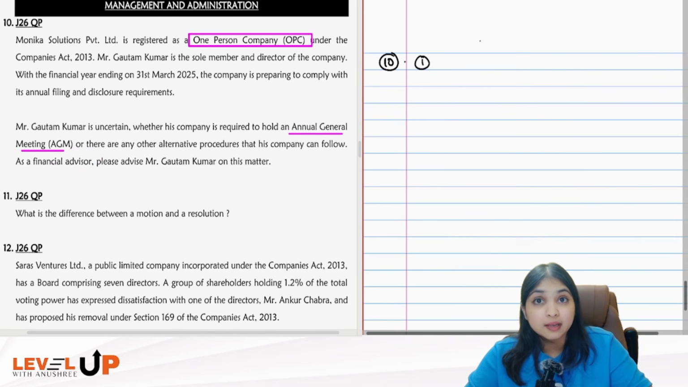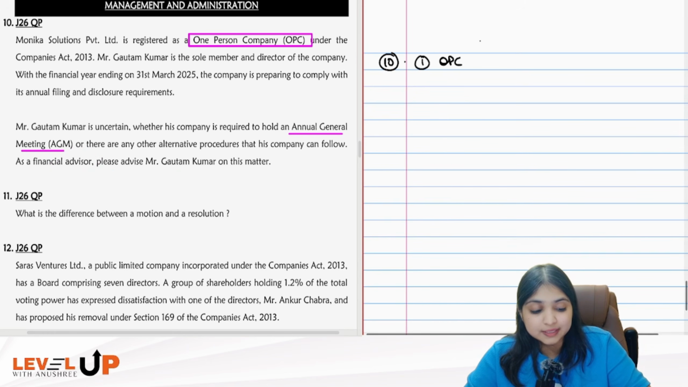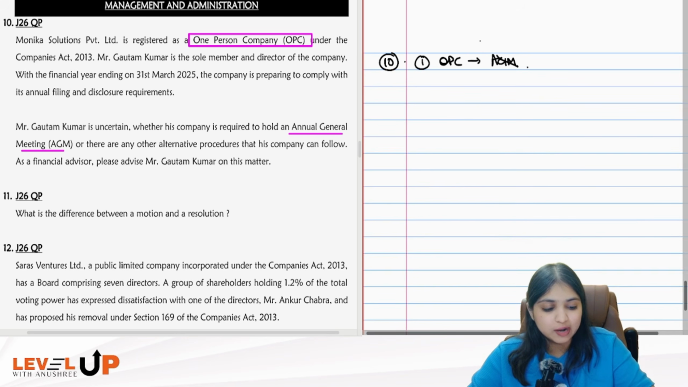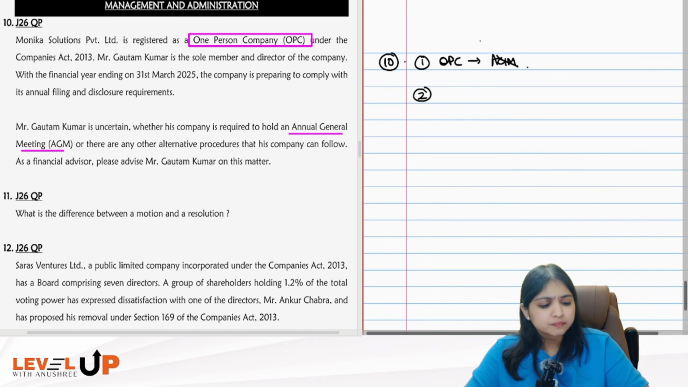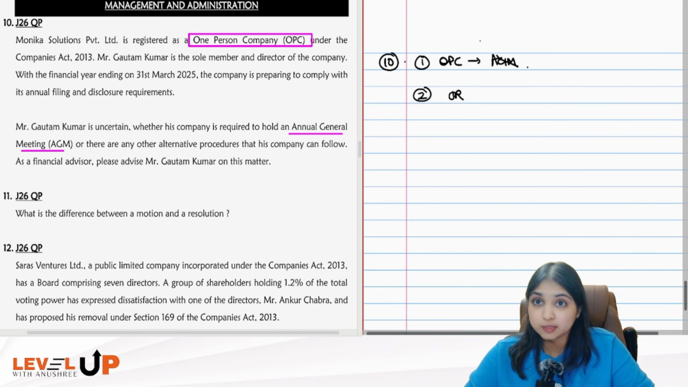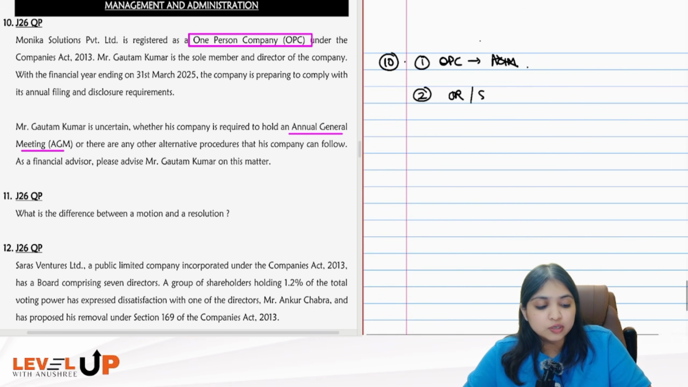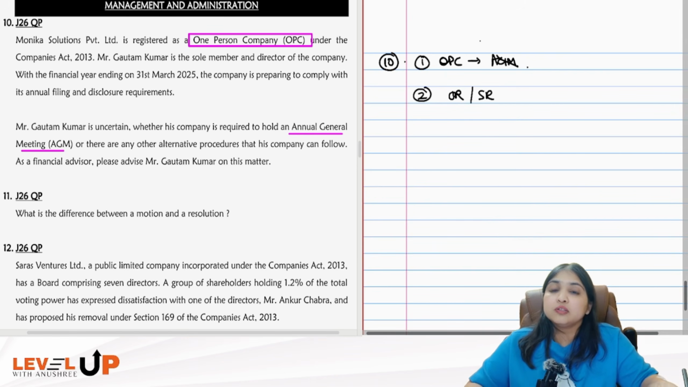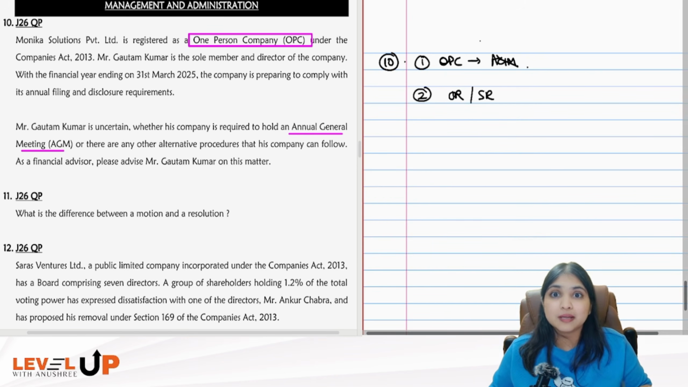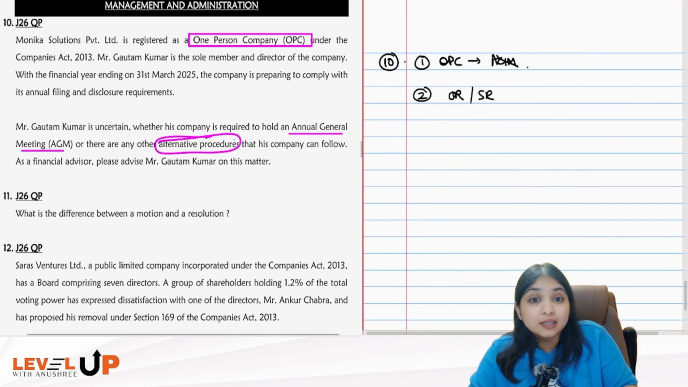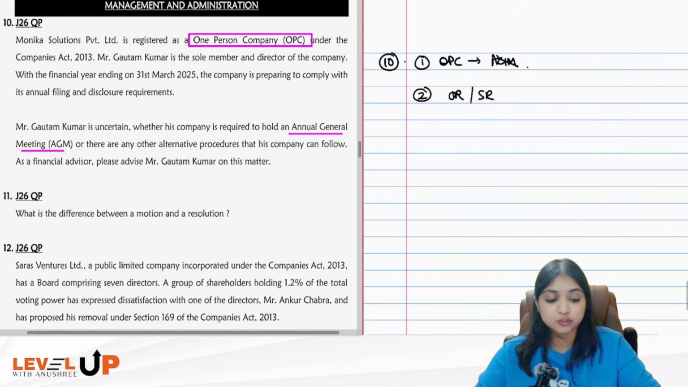See, point number 1. If my company happens to be an OPC, then first of all, AGM is not required. Any general meeting is not required for that matter. Then in this company, how will shareholder resolutions be passed? In some matters, ordinary resolution has to be passed. In some matters, special resolution has to be passed. So if the meeting itself is not being held, then how will these resolutions be passed? For that, we have an alternative procedure. What is the alternative procedure?